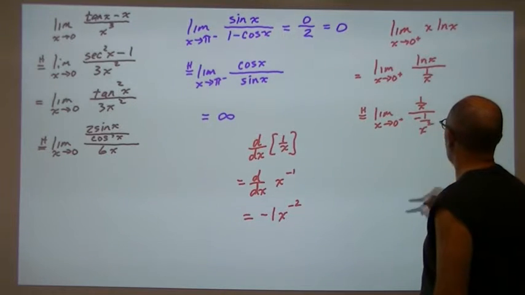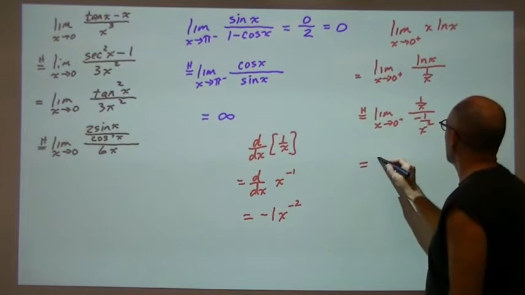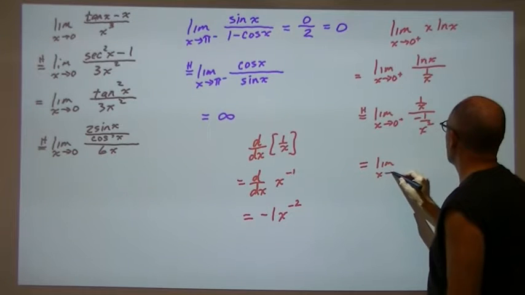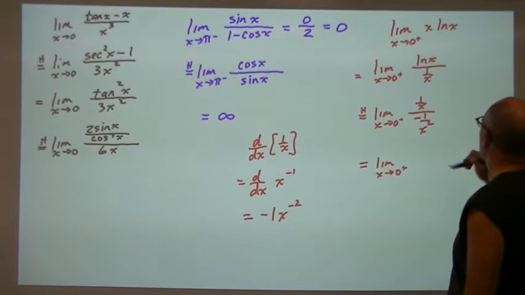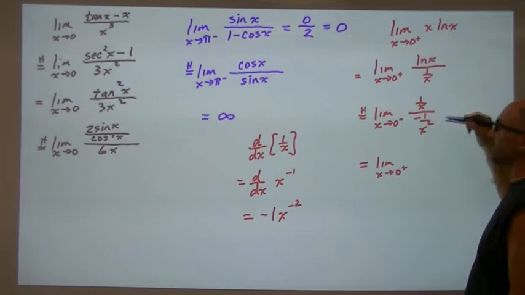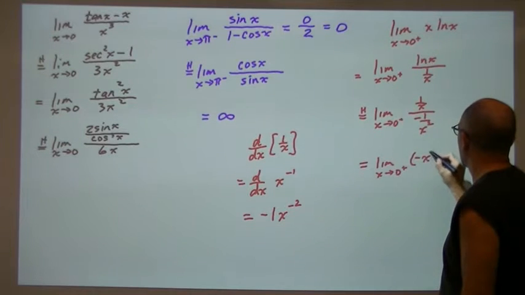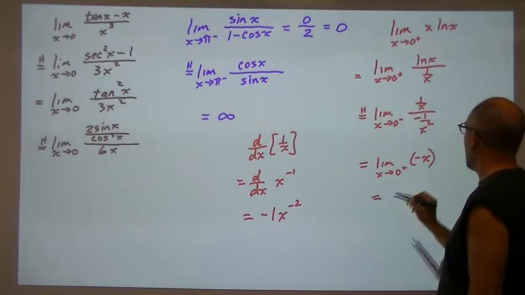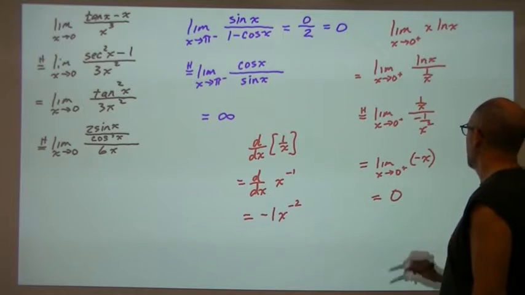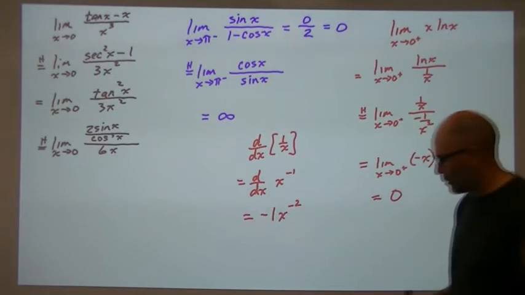over x squared. All right, now this equals the limit as x approaches 0 of, flip the bottom and multiply, so we have 1 over x times negative x squared over 1, and that's going to be negative x. Now, as x approaches 0, this whole thing approaches 0. That's it, game over. Okay, so cruising onward.